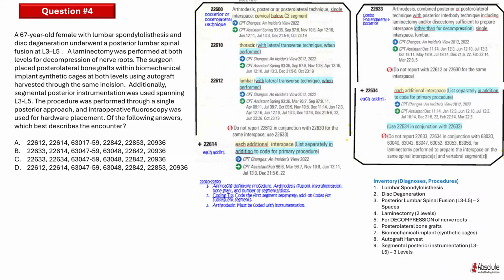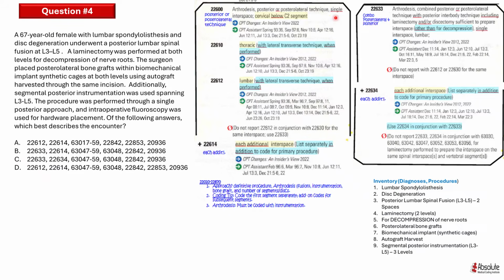Right. Okay. All right, so let's start with 22612. 22612 parent is arthrodesis, and we do need to code for arthrodesis, right? Spinal fusion is arthrodesis, and it's posterior or posterolateral technique, single interspace. So this is going to be for the first interspace or the space. Lumbar, 22612. I like it. I don't have any reason not to like it. And 22614 is the additional interspace. So A and D are okay.